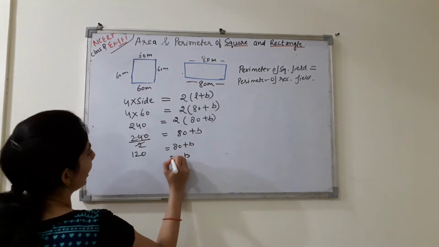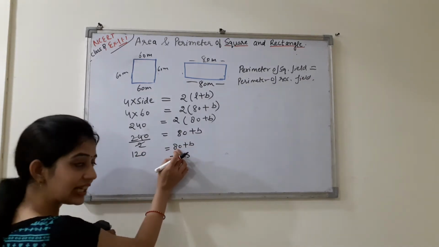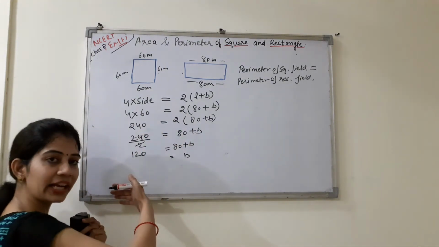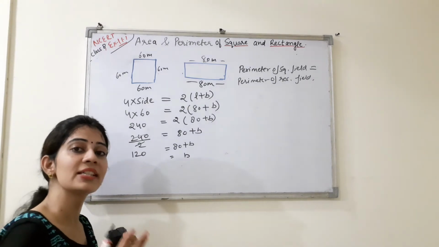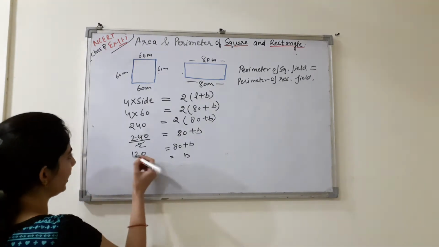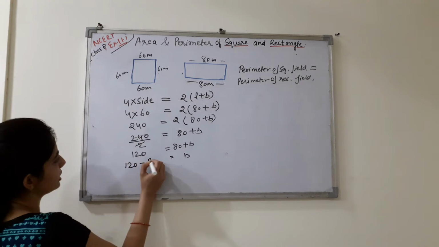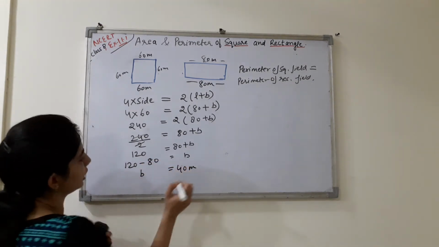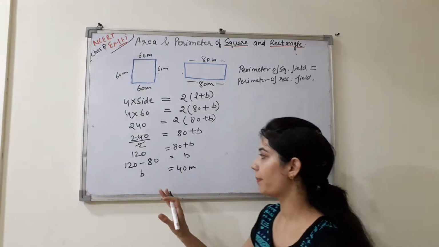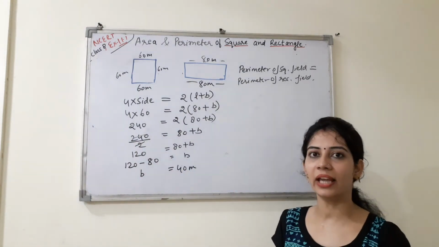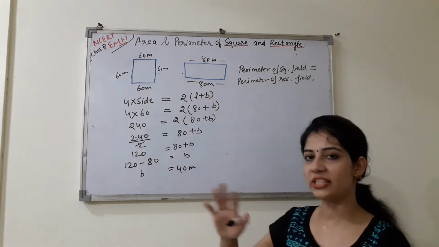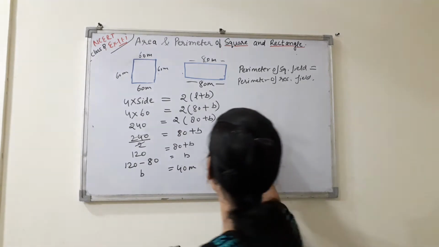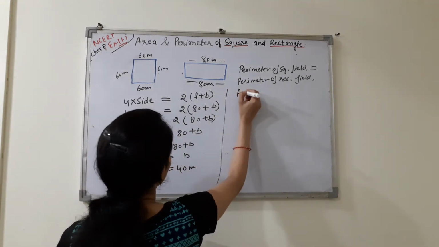So what will be the value of the breadth? This 80 is in addition with the breadth, so when it goes to the other side of the equal to, it will be in subtraction, right? So 120 minus 80 will be done, right? So what is the breadth? The breadth is your 40 meters, right? You have found the breadth. Now you can find the area because you have sufficient values: the length is there, the breadth is there, and now we can find it.